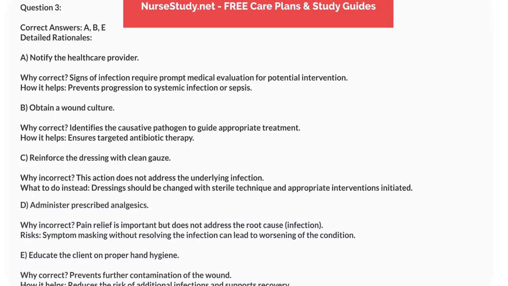Detailed rationales. A. Notify the healthcare provider. Why correct? Signs of infection require prompt medical evaluation for potential intervention. How it helps: prevents progression to systemic infection or sepsis. B. Obtain a wound culture. Why correct? Identifies the causative pathogen to guide appropriate treatment. How it helps: ensures targeted antibiotic therapy.